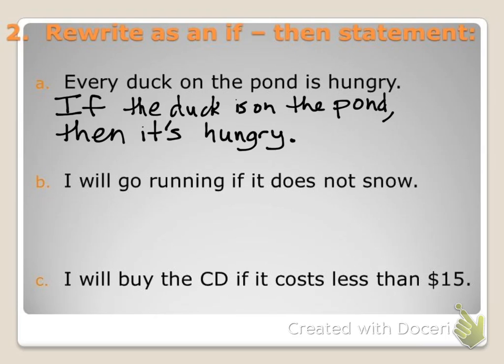What are your questions on the first one? Part B, I will go running if it does not snow. So the if part is the one that has to happen first. And again, you should be writing what I'm writing. You don't have to write the problem, but write the if-then statement. So what has to happen first?